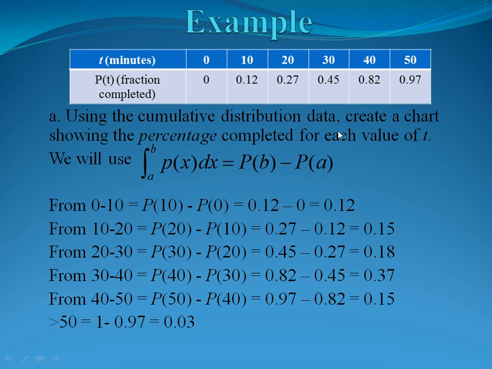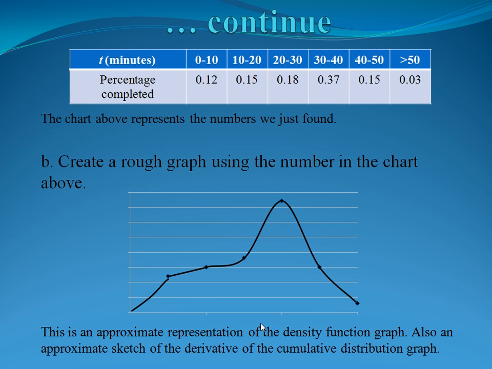And for greater than 50 minutes, we said before, it's 1, which is going to be our ultimate endpoint, because for CDFs, the highest value they can take is 1, minus the 0.97, which gives us 3%. Now if you were to add up all these percentages, it would add up to 100%. But now we found a way to break this up into intervals. We can also take these intervals now and put them in a table of their own.